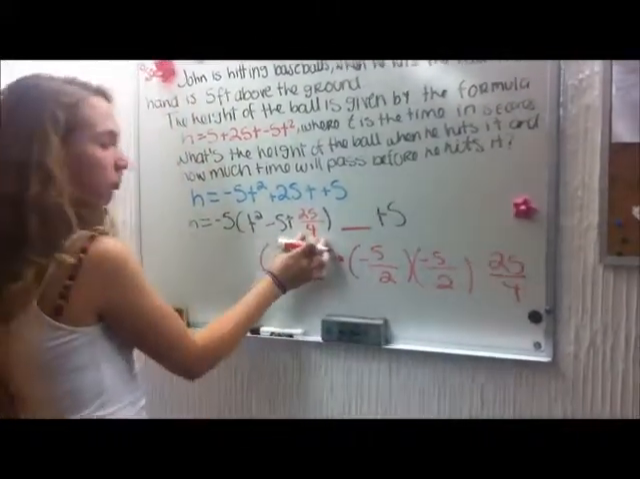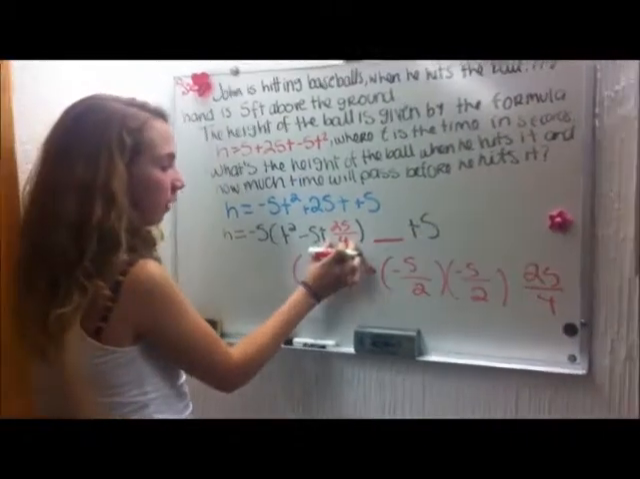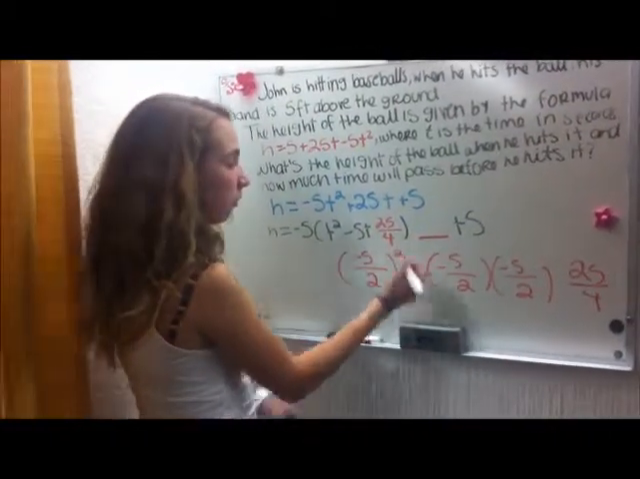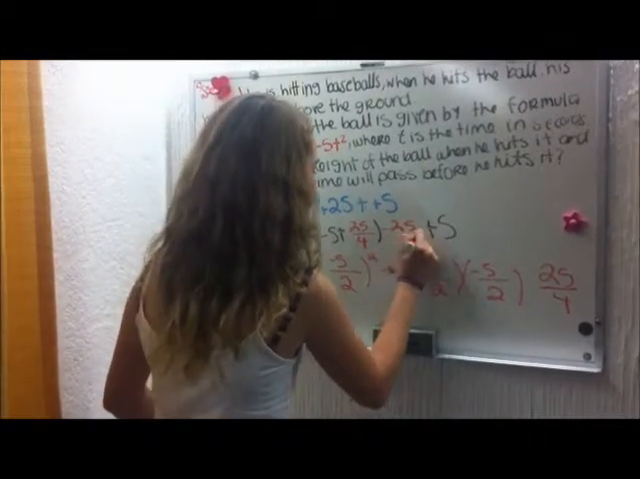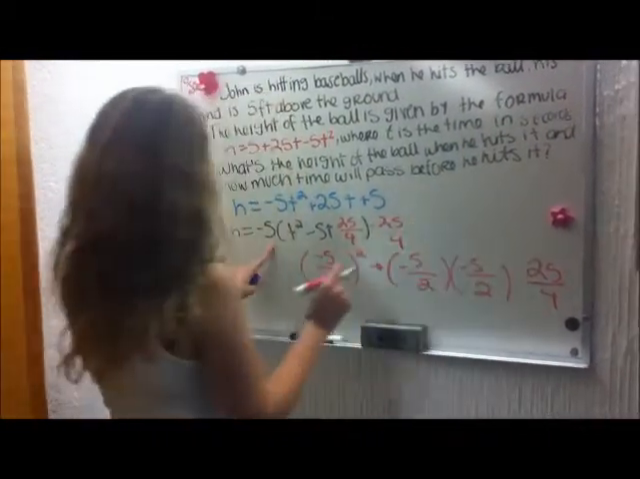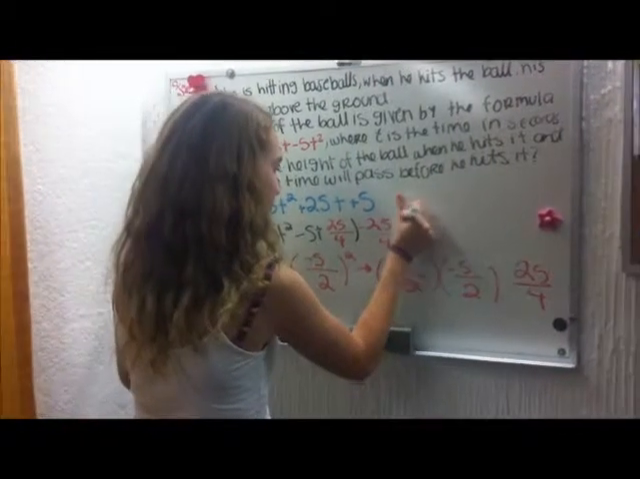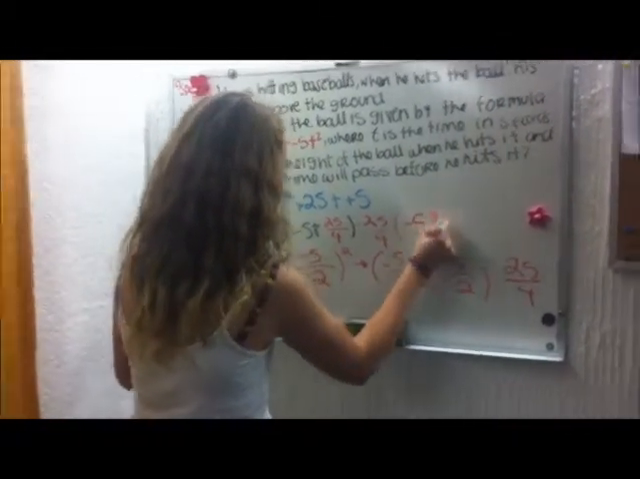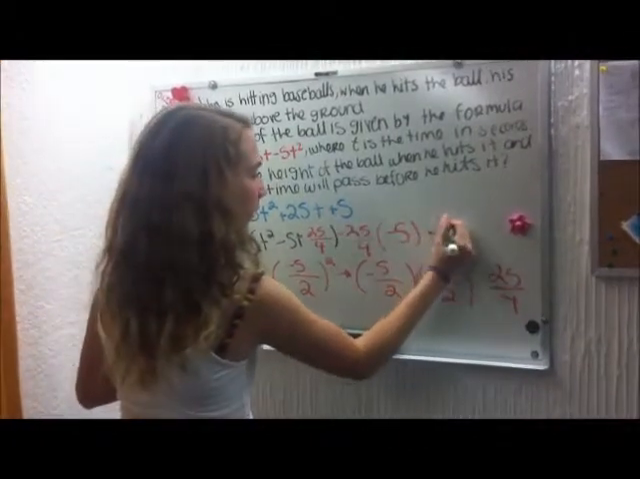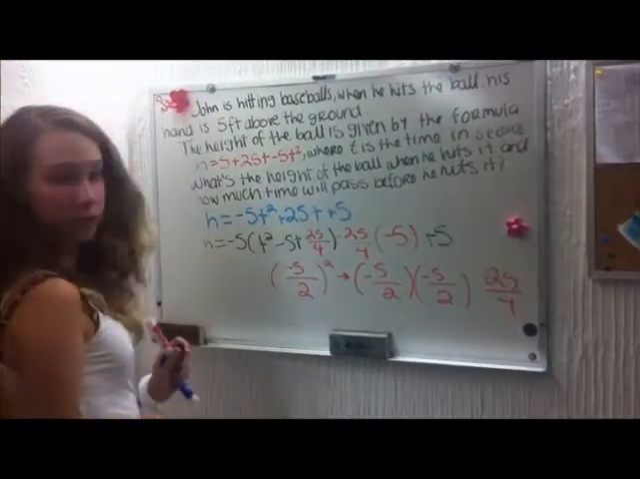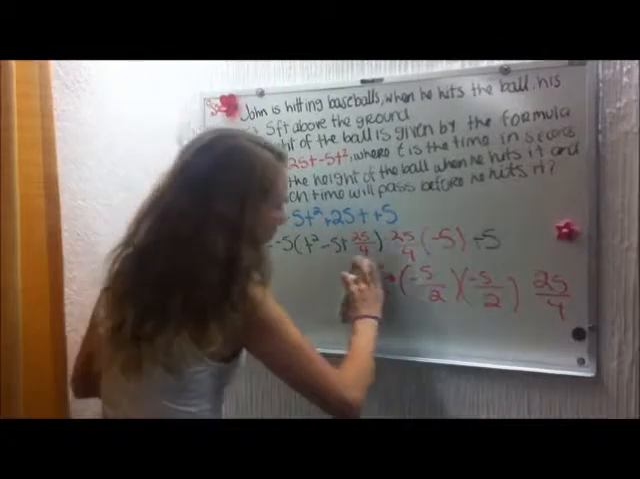And because we add this, we have to balance it and we have to put it opposite. So it's minus 25 fourths times this minus 5, plus this 5. Okay? I'm gonna erase this.